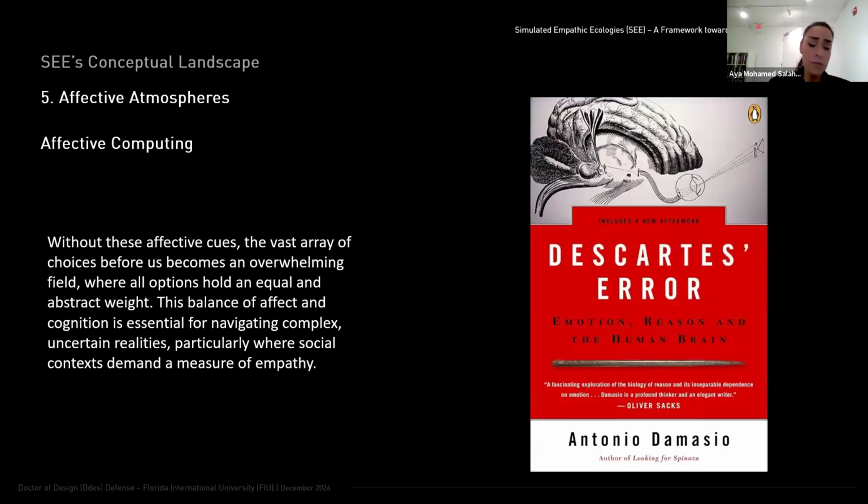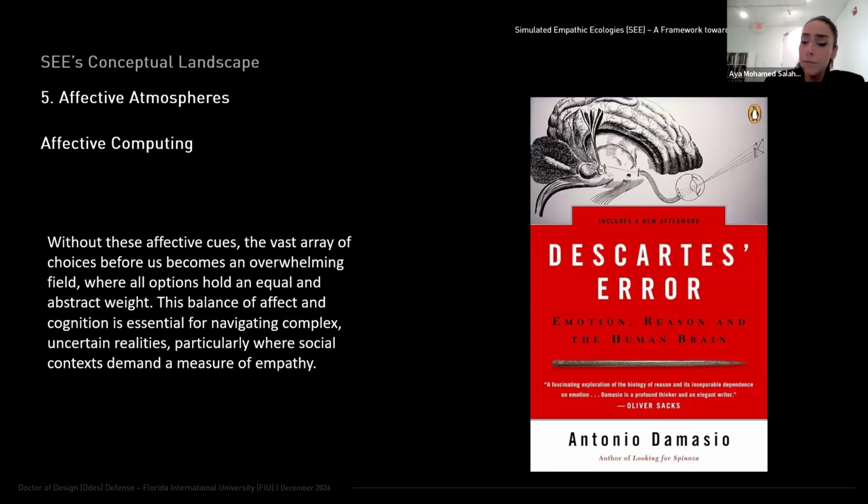Rosalind Picard was also heavily influenced by Antonio Damasio's book, Descartes' Error. The human mind has always been framed as a dual structure, reason and emotion, reflecting the Cartesian split between body and mind. Damasio's book really disrupted that, positioning emotion not as an obstruction to rationality, but as an essential component of it.